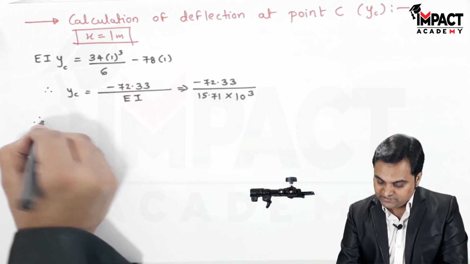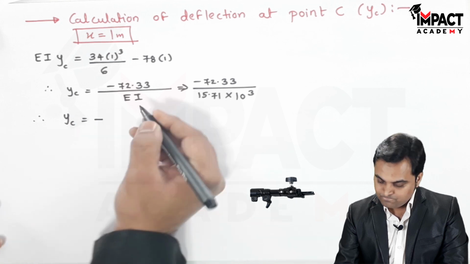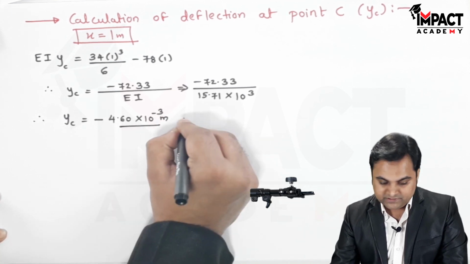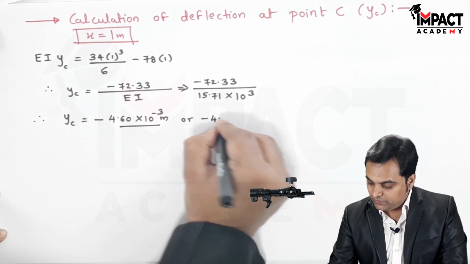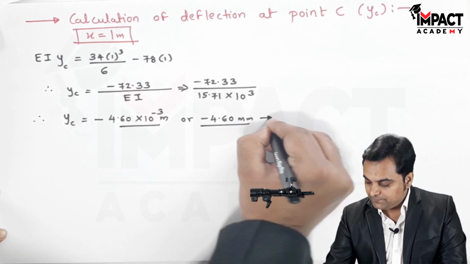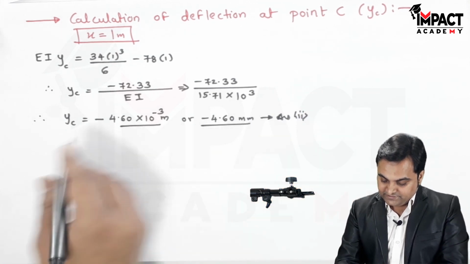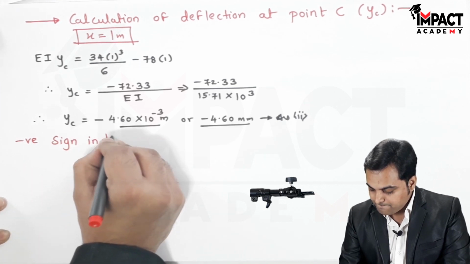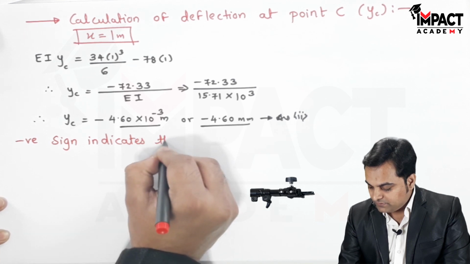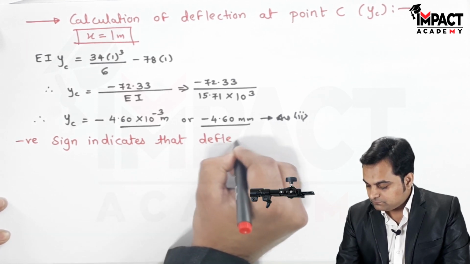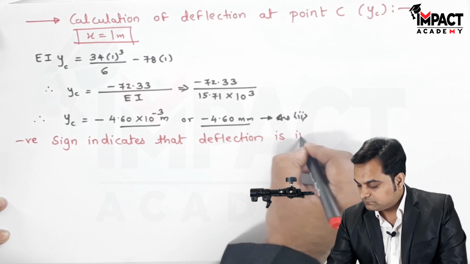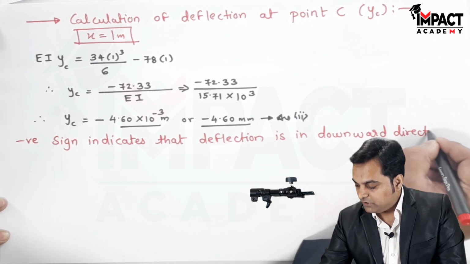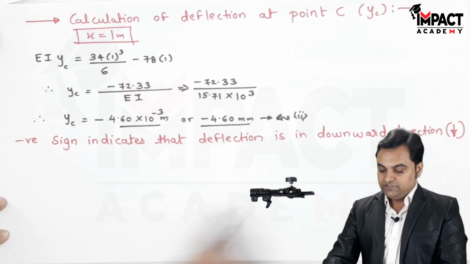So after the calculation, the YC value comes out to be minus 4.60 into 10 raised to minus 3 meter, or minus 4.60 mm. That's the second answer. The negative sign indicates that the deflection is in the downward direction. That is the meaning of this negative sign over here.